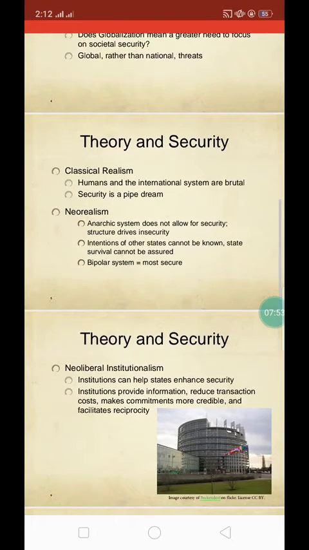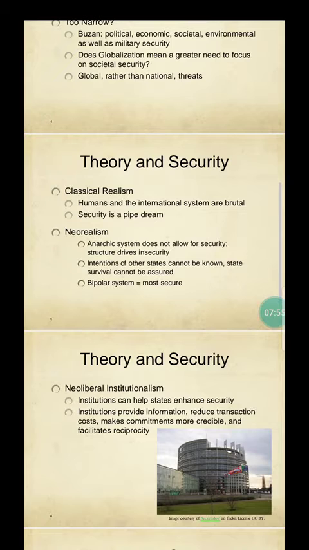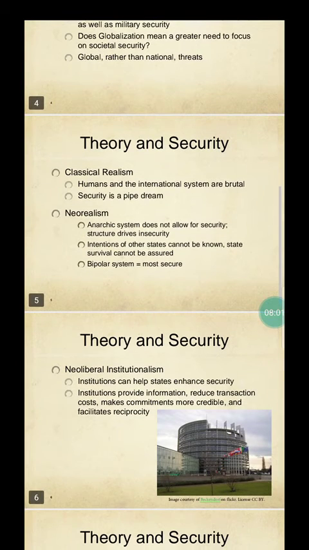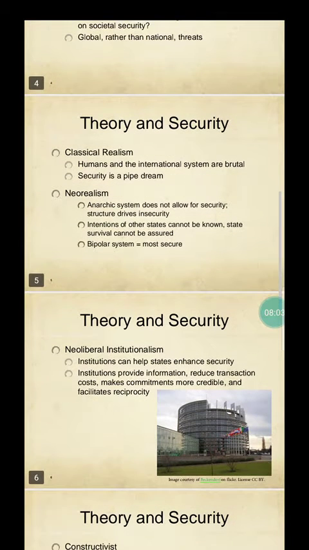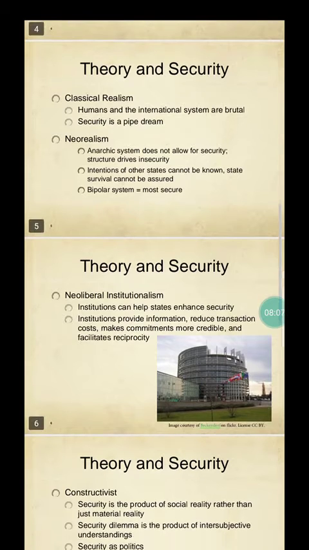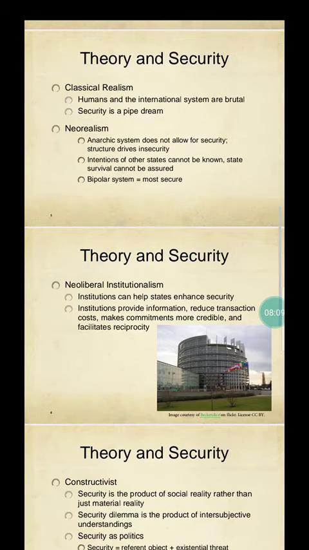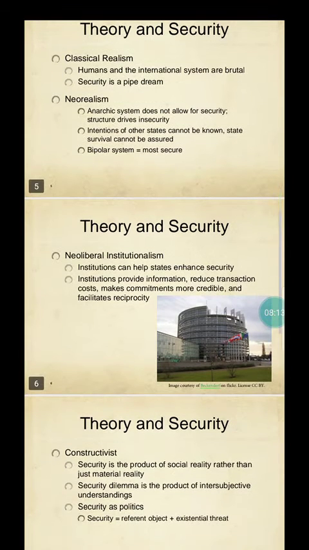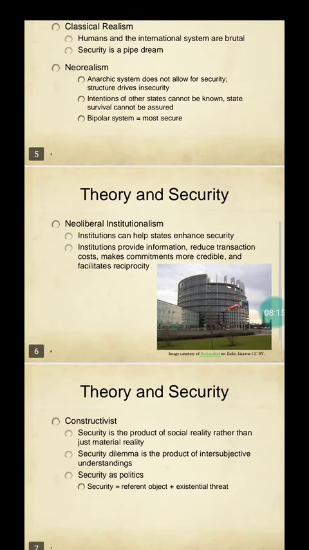Following is neoliberal institutionalism. This theory says institutions can help states enhance security. Institutions provide information, reduce transaction costs, make commitments more credible, and facilitate reciprocity.